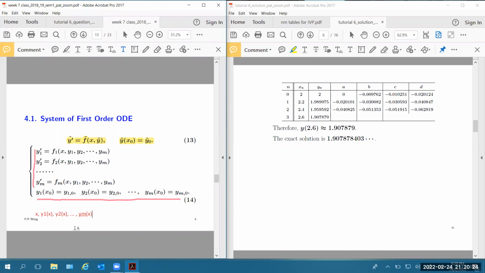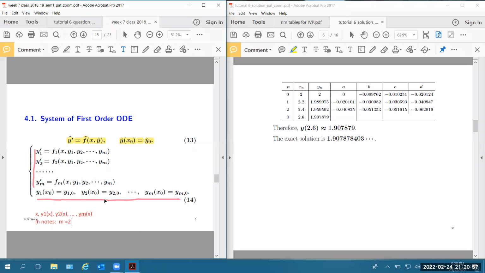How do we handle it? Usually in our notes, in our examples, m is 2, because if too high, then we cannot handle. I mean, we are human. If too high, then it will become very complicated. So that's why in our notes, in our tutorial, so far we only handle 2 equations. But in general, we can handle more.